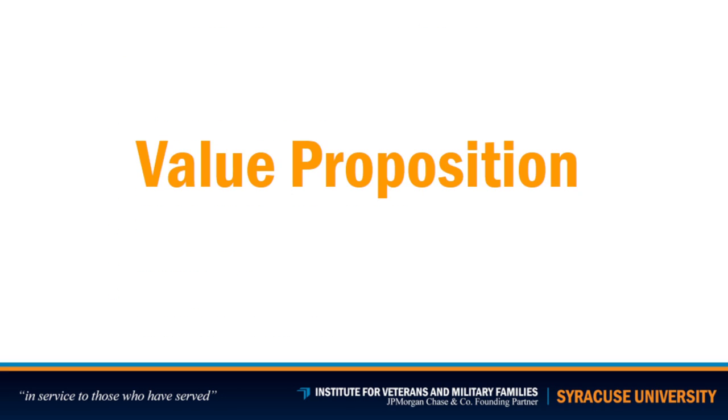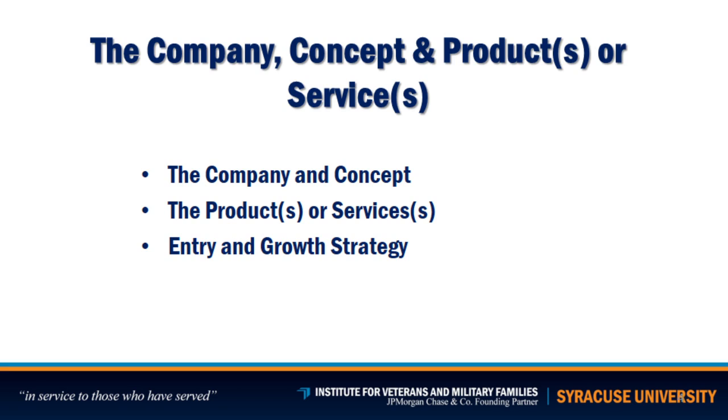The value proposition of your company will be covered in your company section, which is the company concept, products, and services. As the name already says, the title covers the company and the concept of your business. You have to identify what products and services you will have, and also talk about the entering growth strategy of your business. So we're going to go into more detail on these three sections.